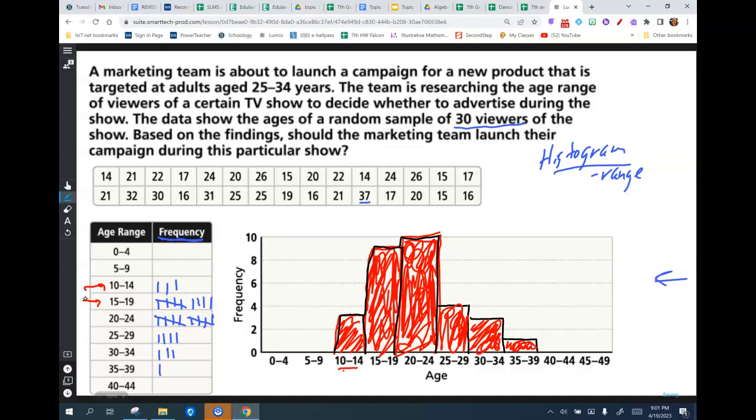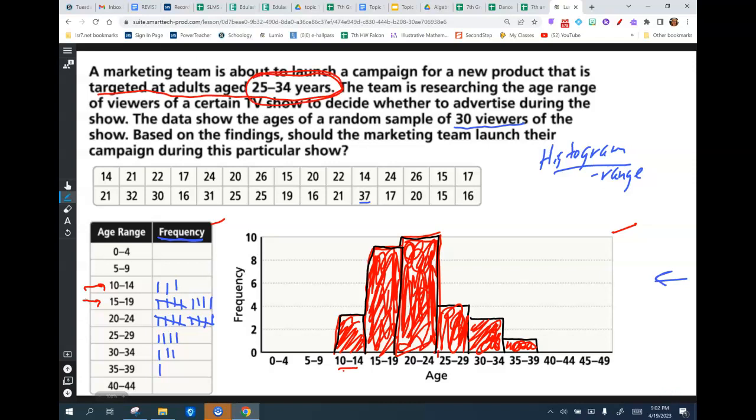Okay. And for those of you who are perfectionists, feel free to color those in a little better than what I did. Now, we've made our frequency chart, we've made our histogram, and it asks, should the marketing team launch their campaign? The data shows the ages of random samples of 30 viewers, and these were all their ages. Based on the findings, should the marketing team launch their campaign during this particular show? And this show was targeted for people that were 25 to 34.